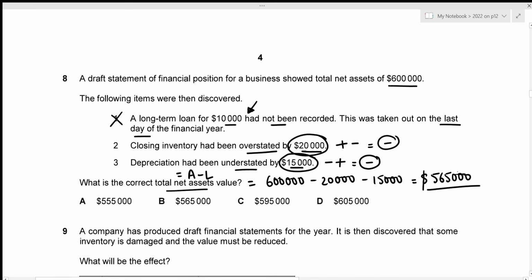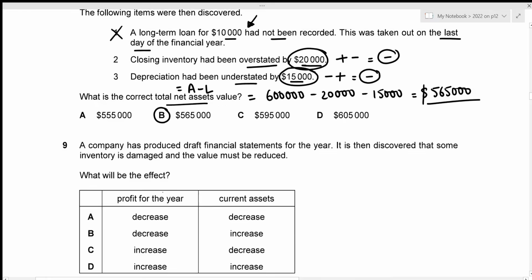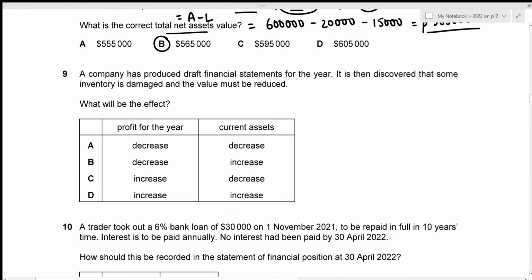And this amount is given in option B, so that will be our correct answer. This concludes question number 8. We can now move towards question number 9. A company has produced draft financial statements for the year. It is then discovered that some inventory is damaged and the value must be reduced. We need to figure out what will be the effect.